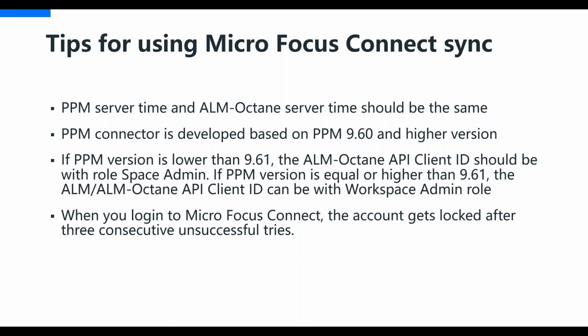And here are a couple more tips. If the ppm version is lower than 9.6, you can check the ALM Octane API client version for that and make sure they are both compatible. And then lastly, if you log into Micro Focus Connect with an incorrect password more than 3 times, the account gets locked. But then the admin can reset your password and enable your access again. Just make sure that you have the right password when you log in for the first time.